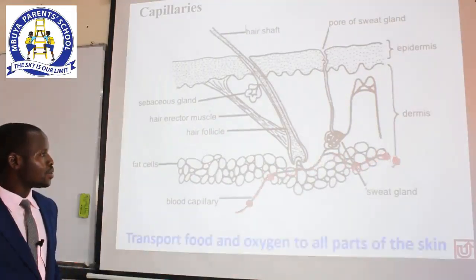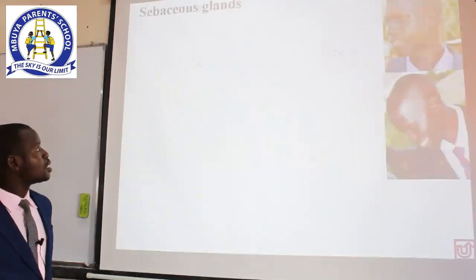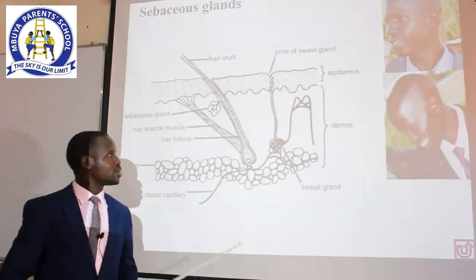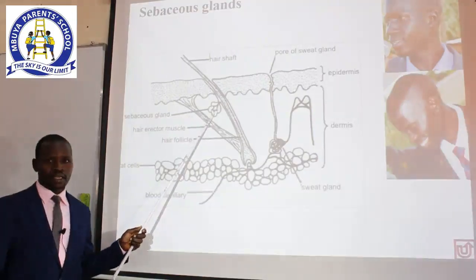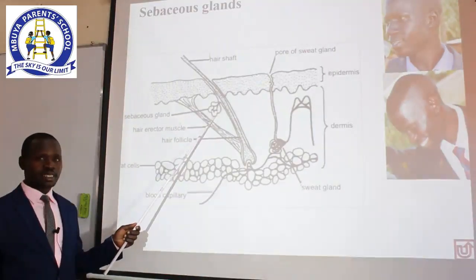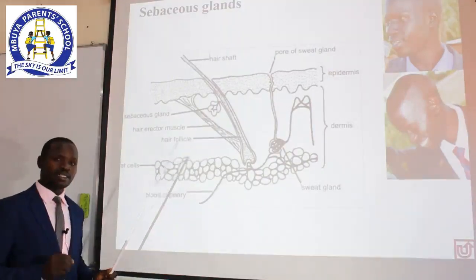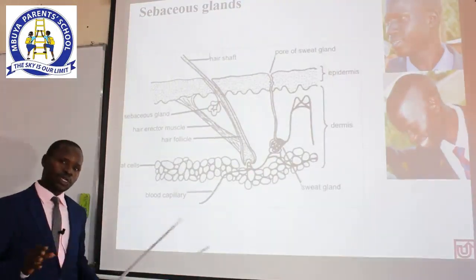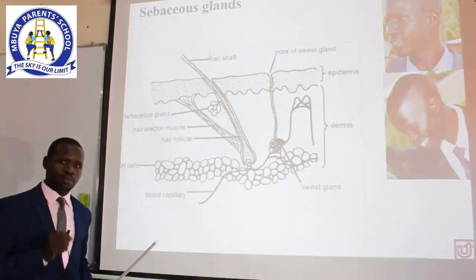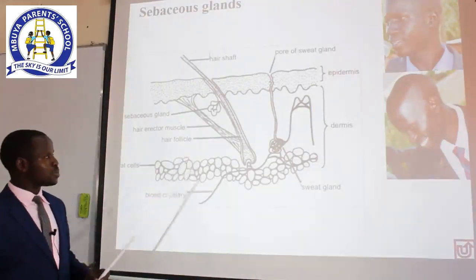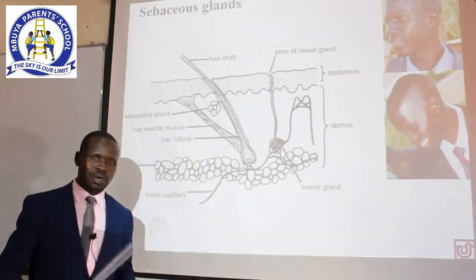Let's move on and look at another part. We have what we call the sebaceous glands right over here. So what's the role of the sebaceous glands? The sebaceous glands produce an oily substance that is very good for our skin. What does this sebum, this substance do? First of all, this substance produced is known as sebum.